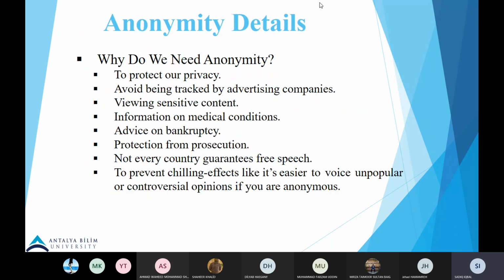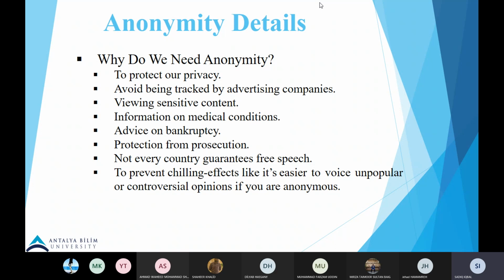So why do we need anonymity? First of all, to protect our privacy, avoid being tracked by advertising companies, and viewing sensitive content, meaning content that can have impact on society and on our personal life: information on medical conditions, advice on bankruptcy, protection from prosecution. Not every country guarantees free speech. Free speech means you can say whatever you want, and no one can complain, and no one can use that speech against you.